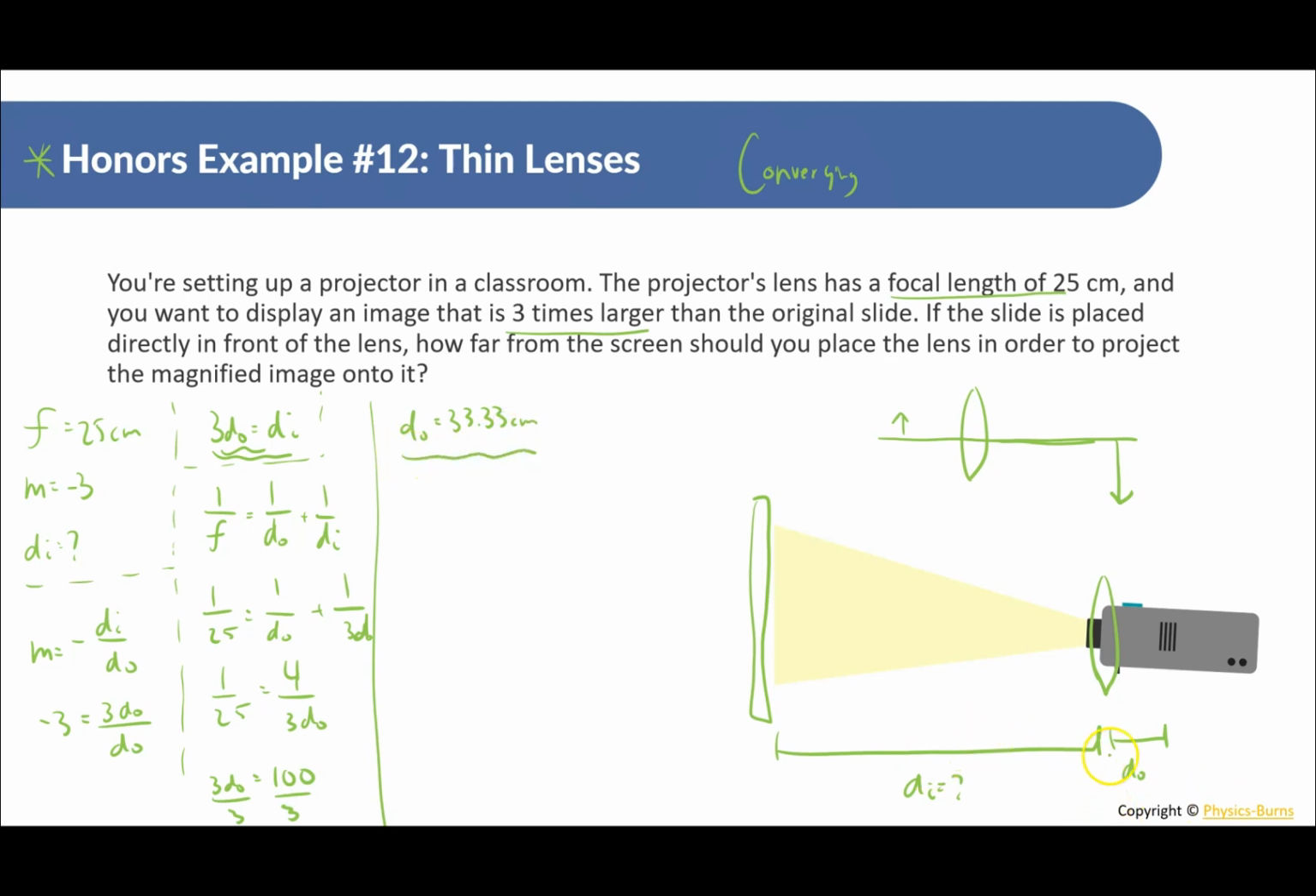So great. We found this. But we still need to find the distance of image. But we know that 3 distance of object is equal to distance of image. So 3 times 33.33 is equal to 100 centimeters. And that's what the distance of the image is going to be, 100 centimeters.